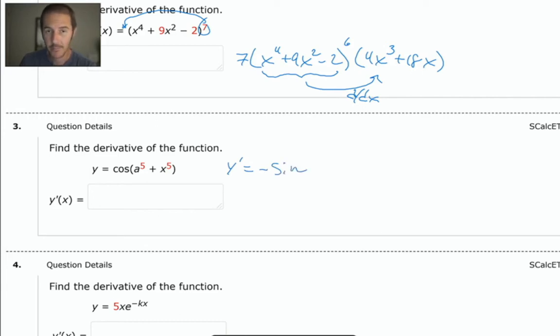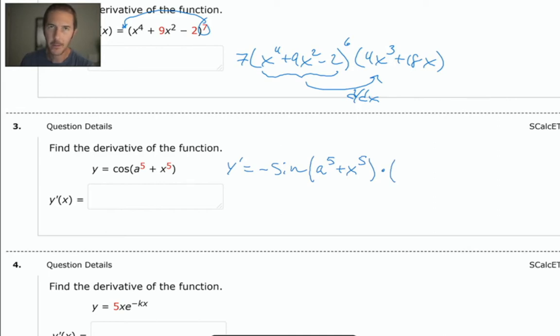Negative sine. And then we leave the inner function as it is, a to the 5 plus x to the 5, close. And then we have to multiply by the derivative of the inner function, times. Now, what's the derivative of a to the 5?